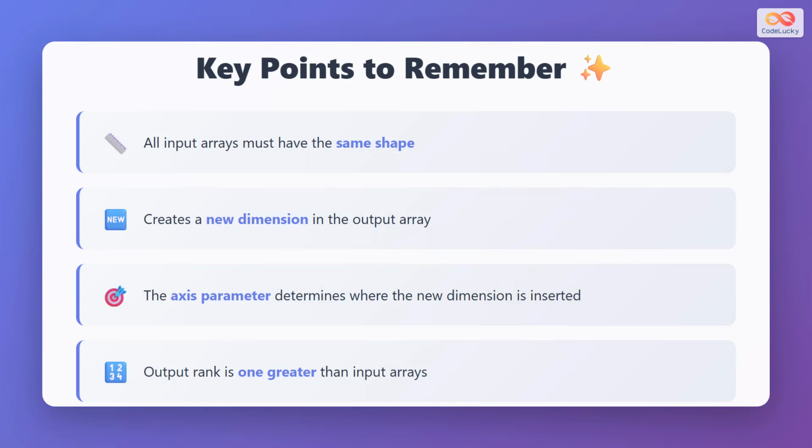Let's summarize the key points about np.stack. First, all input arrays must have the same shape, otherwise the operation will fail. Second, stack creates a new dimension in the output array, increasing its rank by 1. Third, the axis parameter determines where the new dimension is inserted in the array structure. And finally, the output rank is always 1 greater than the rank of the input arrays. Understanding these principles will help you effectively use np.stack in your NumPy projects.